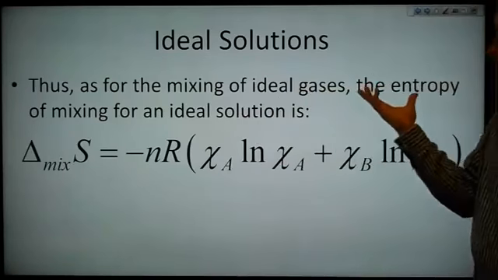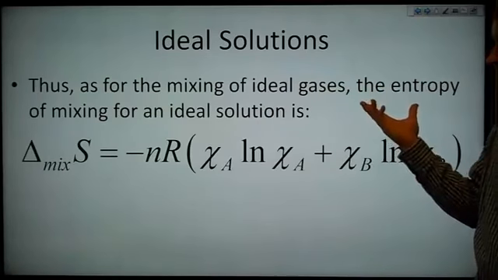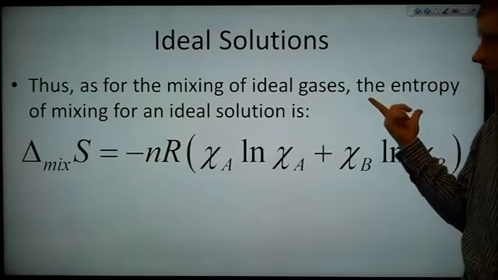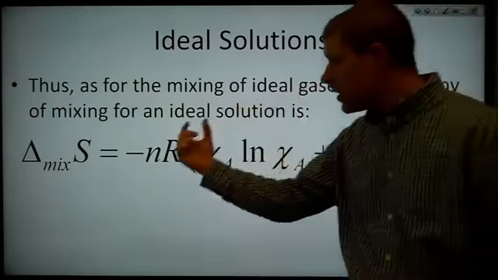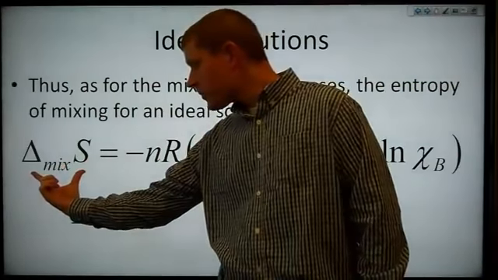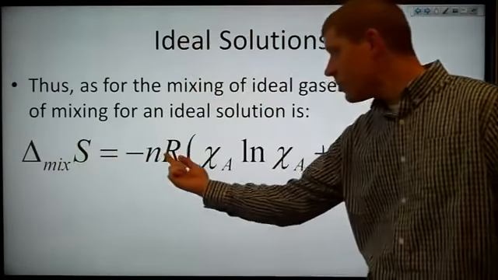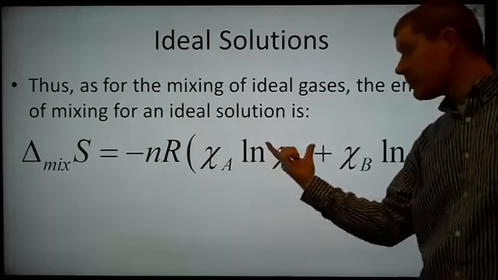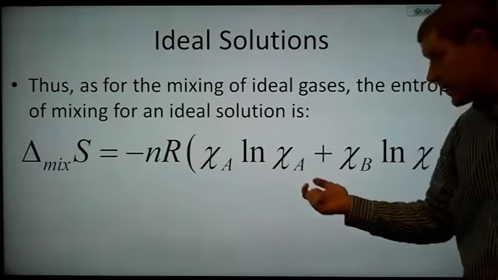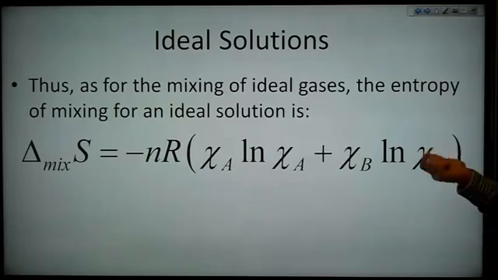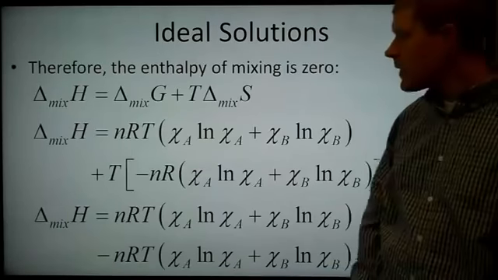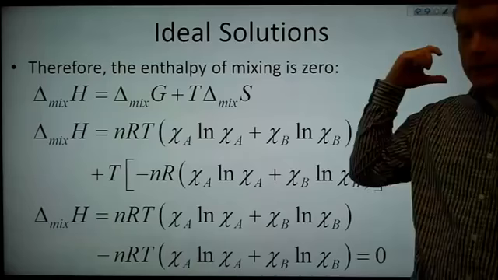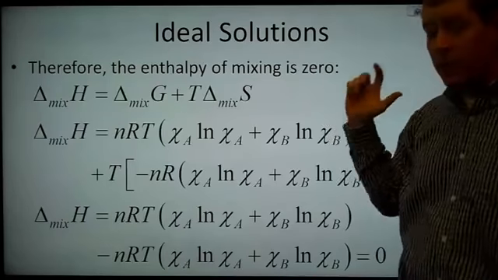And just like for the mixing of ideal gases, the entropy of mixing for an ideal solution looks like this. So now we have the entropy of mixing is equal to minus n times R times mole fraction of A times natural log of mole fraction of A plus the mole fraction of B times the natural log of mole fraction of B. And this means that our enthalpy of mixing is 0. So let's figure out why.